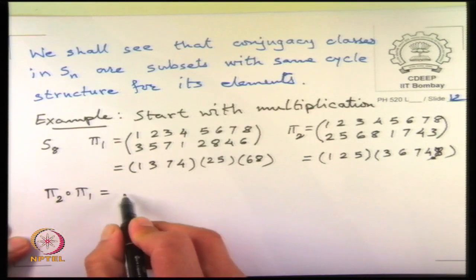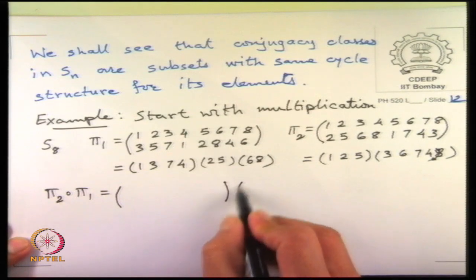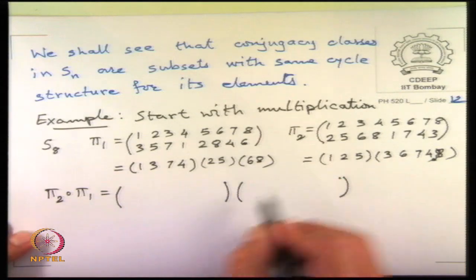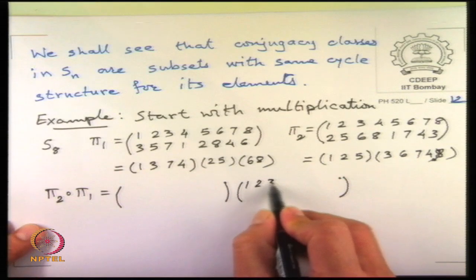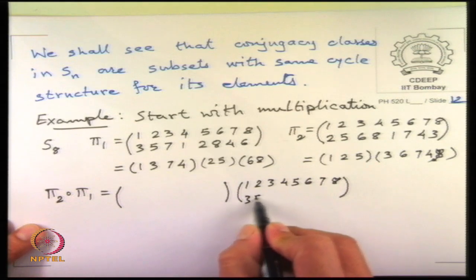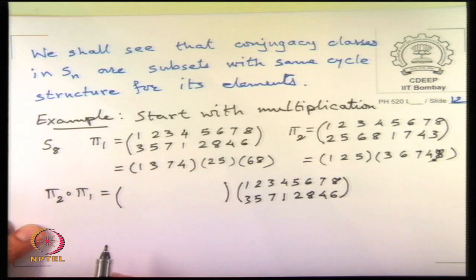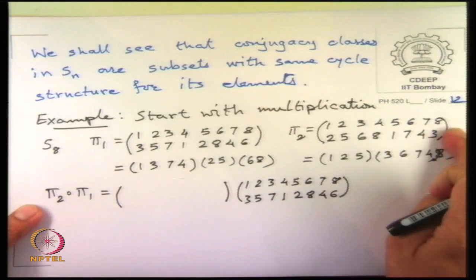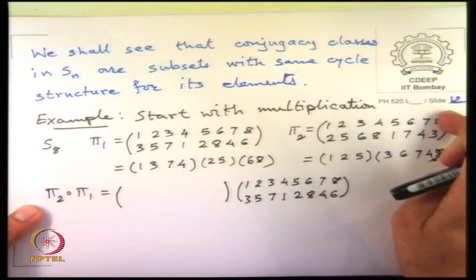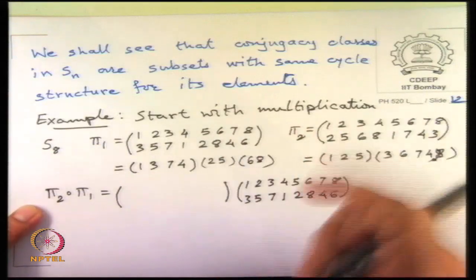How do we do this? We want to be able to cancel this with this. So pi 1 I write over here, now pi 2 is here. What I do is I write out pi 2 in such a way that the top row is exactly in the same order as this row, transposing the corresponding bottom element with it.